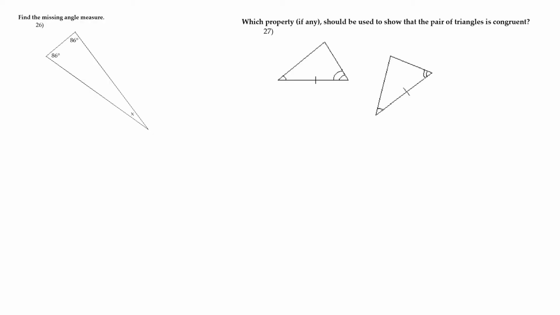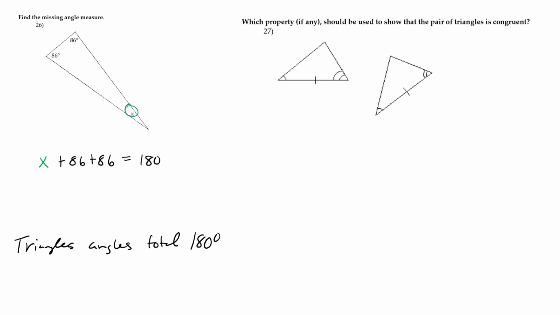All right, find the missing angle measure. So remember that triangles, the angles total 180 degrees. So here we've got 3 angles. We're missing 1 angle. So x plus 86 has to equal 180. So x plus 86 and 86, so x plus 172 equals 180. Undo this addition by subtracting. So x is going to equal 8. And since these are in degrees, this is actually going to be 8 degrees as well.